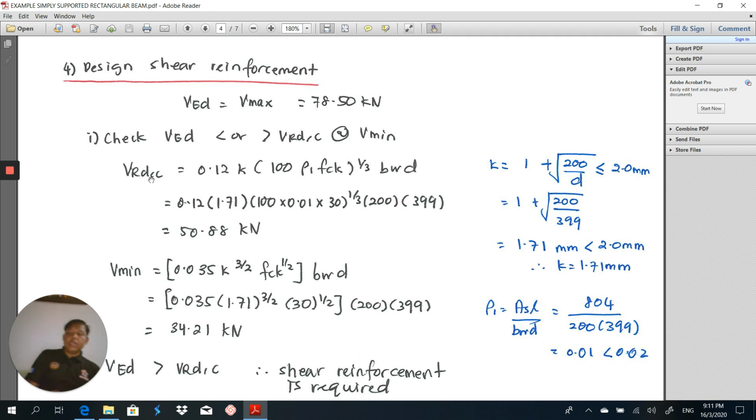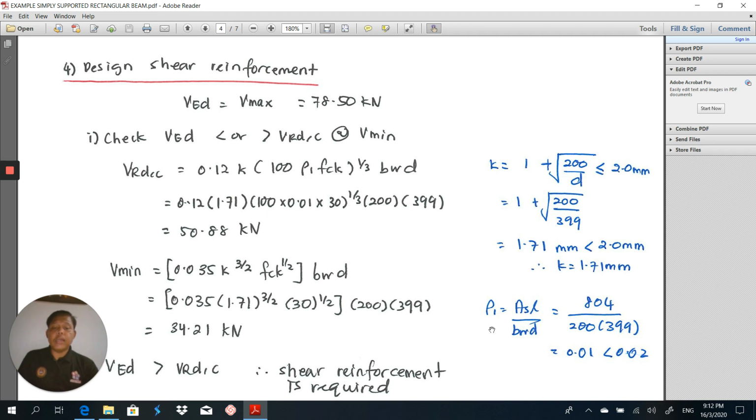So VRDC is equal to 0.12 K times (100 times rho 1 FCK) power of 1/3 times BWD. So to calculate K, K is equal to 1 plus the square root of 200 over D, and this value should be less than 2. So if you get the answer is more than 2, therefore the K value that you should use in the formula is 2.